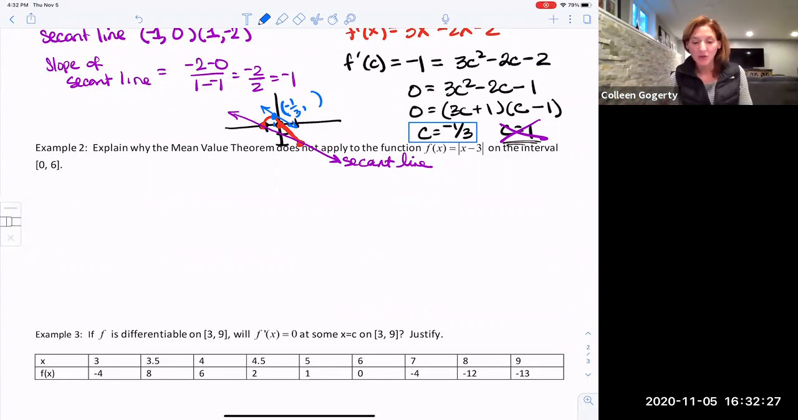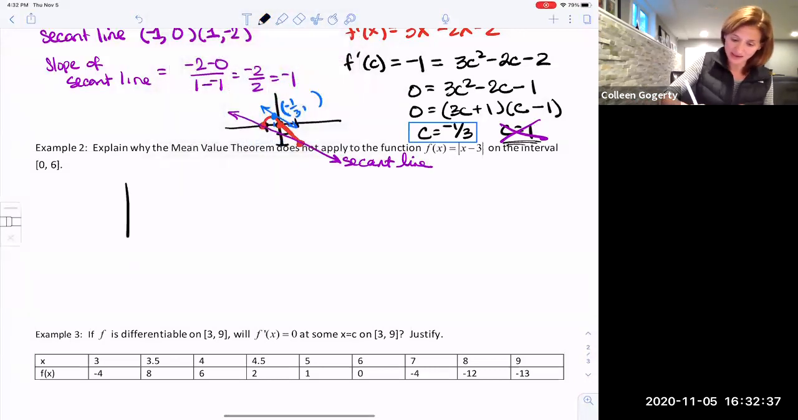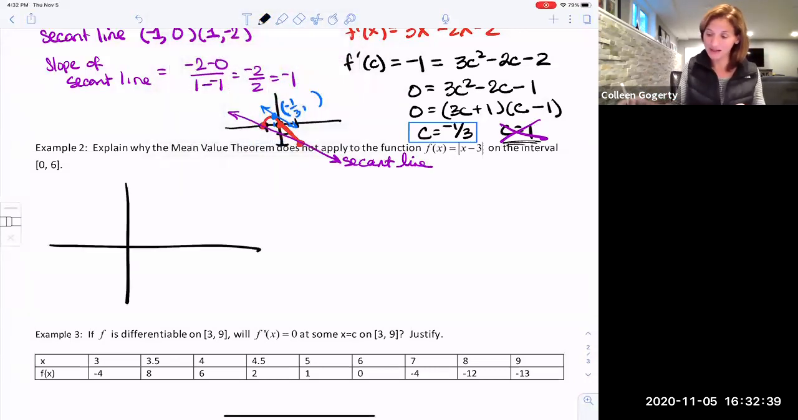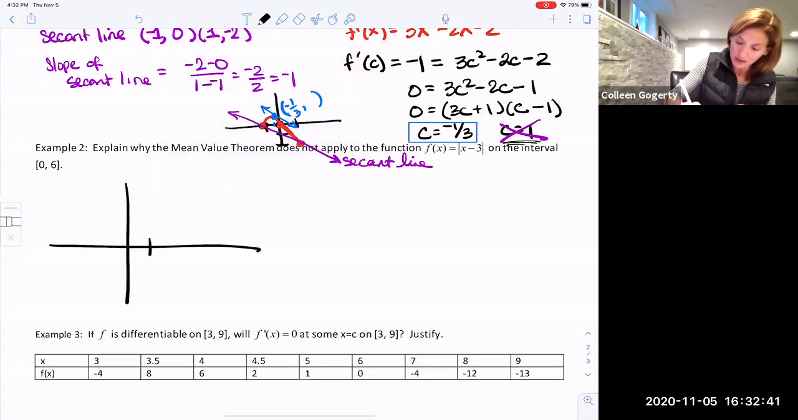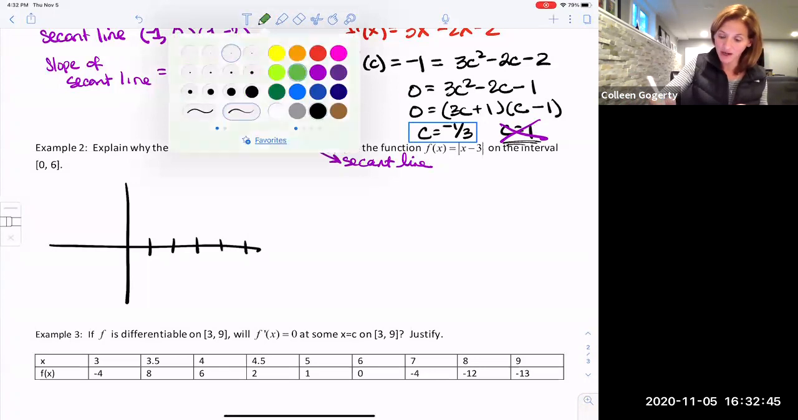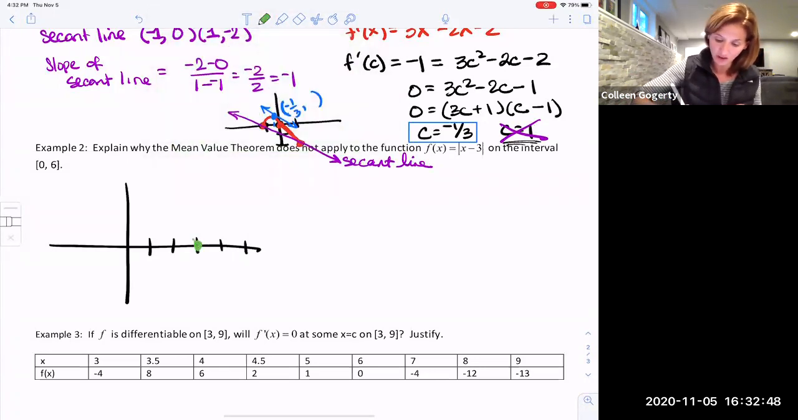Okay, so example 2, explain why the mean value theorem does not apply on the function f of x equals the absolute value of x minus 3 on 0 to 6. So the first thing I'm going to want to do here is I want to graph this. So x minus 3, the absolute value. I'm just remembering back to my parent functions here. We've got a graph that roughly is doing this.